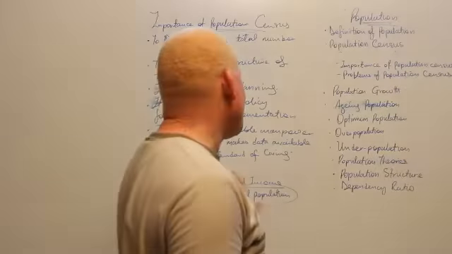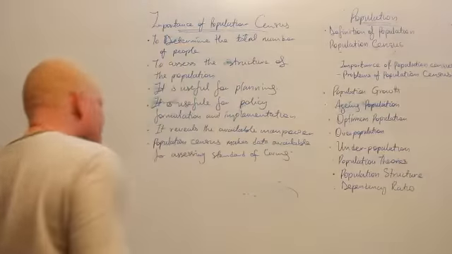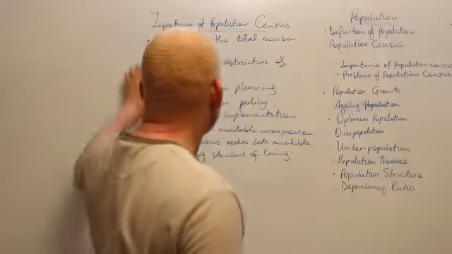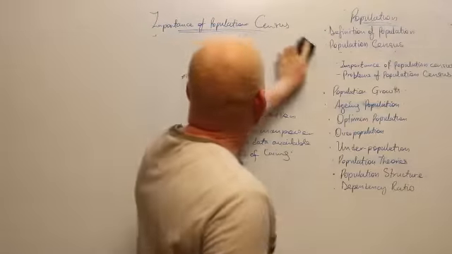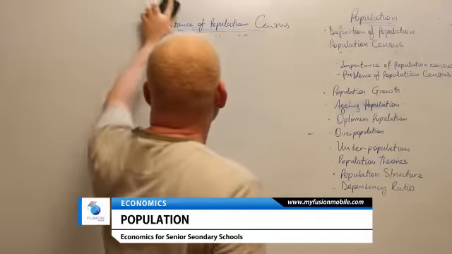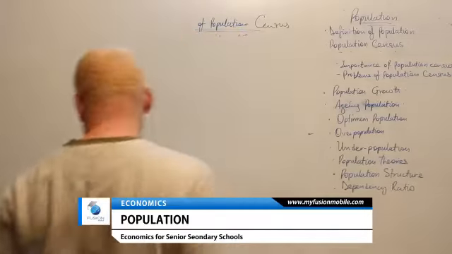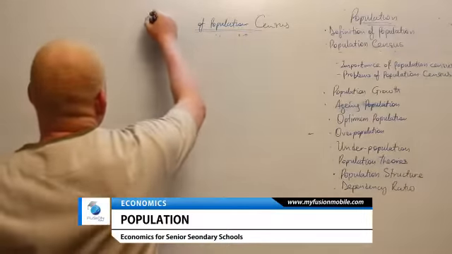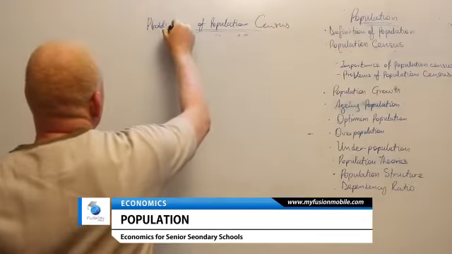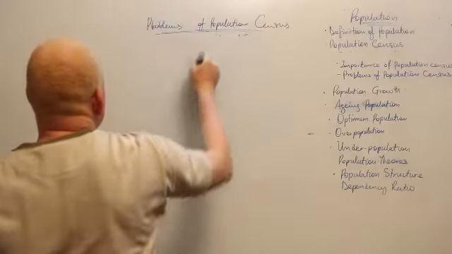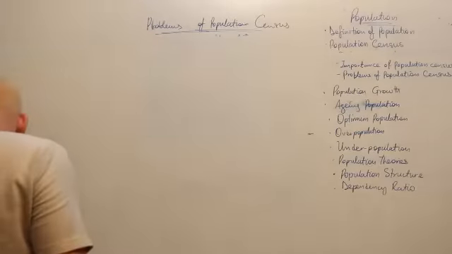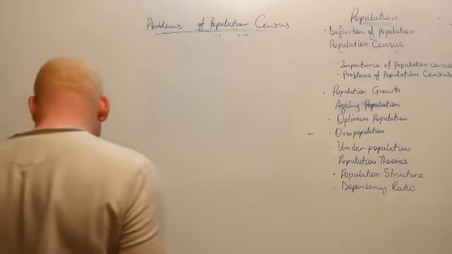And so on and so forth. That other one can also be used to make forecasts and some other good uses. Now, the next part is to look at the problems of population census in Nigeria. What are the things that impede effective population census?